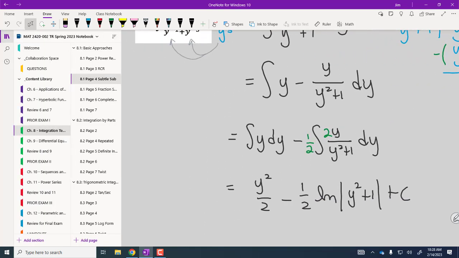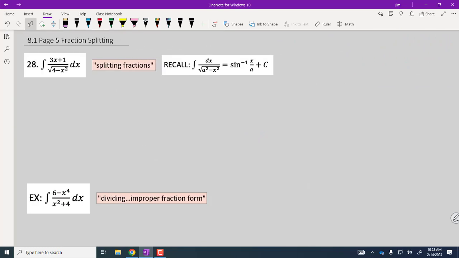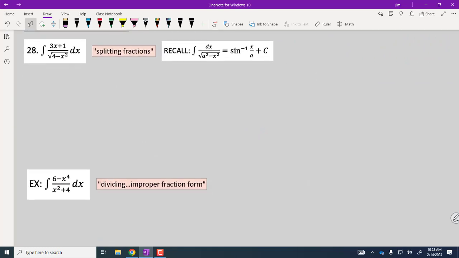Okay, let's go to this one. So here, we'll do one more and then we'll take our break. So here, this is kind of an example of what I was talking about a moment ago. The numerator has two terms. The numerator has a 3x and a 1 separated by a plus, so that's two terms. The denominator has a single square root. So you can think of that as one term, the square root.